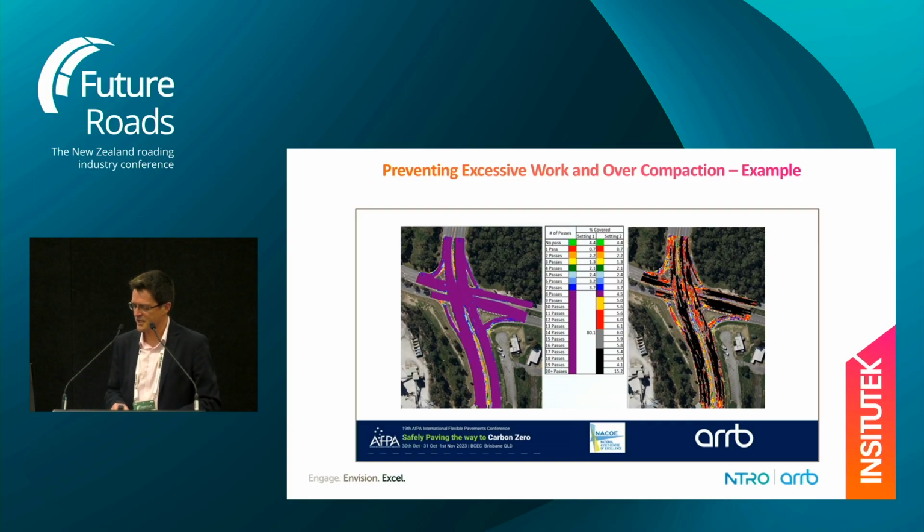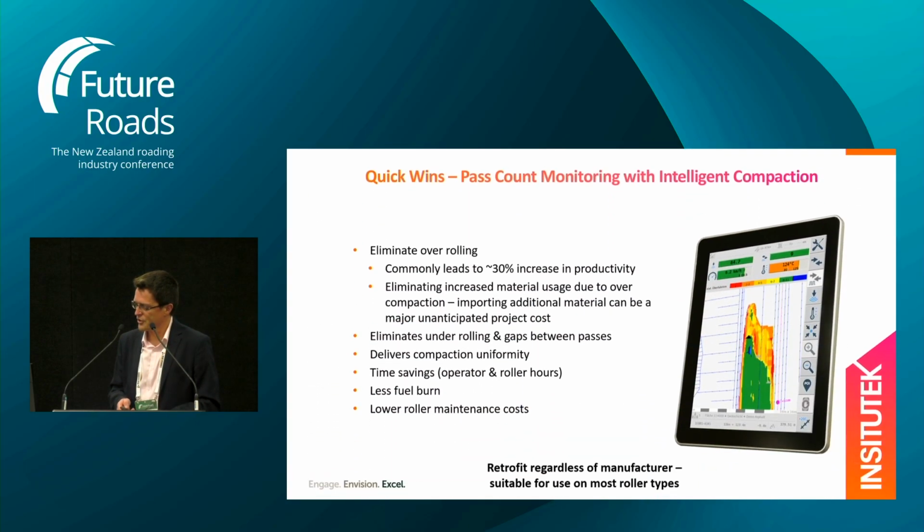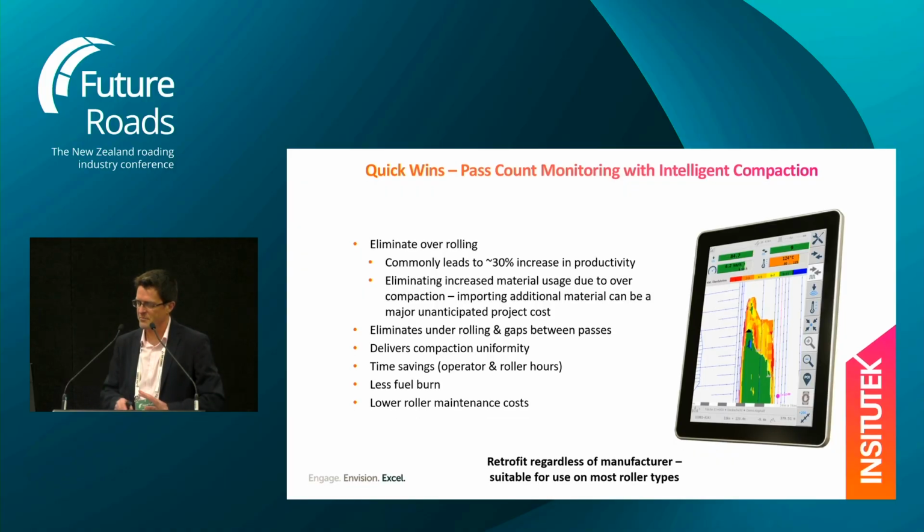And if we look on the right-hand side, black is 17 passes and above. We'll just let that sink in. We're supposed to be delivering seven, and black is 17 passes and over. Okay? Now, what happens if you over-roll asphalt? Can it be detrimental? Some nodding heads. Absolutely.